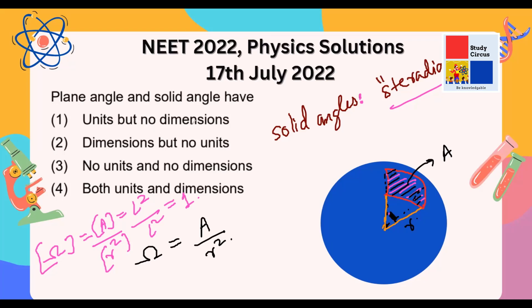So the correct answer here will be they have units but no dimension. The units are dimensionless, they are just ratios with no dimension. Option number 1 goes here as the correct answer for this question.